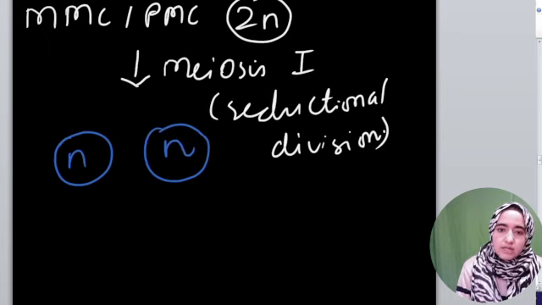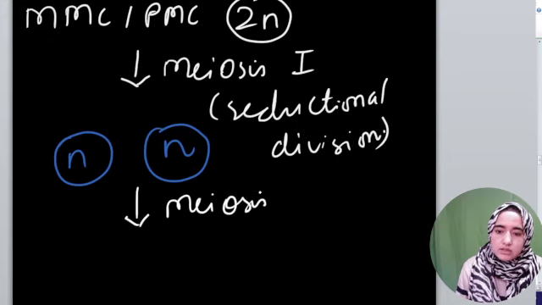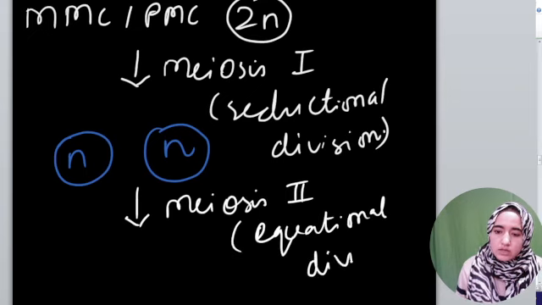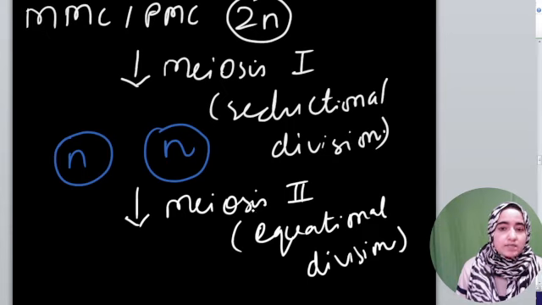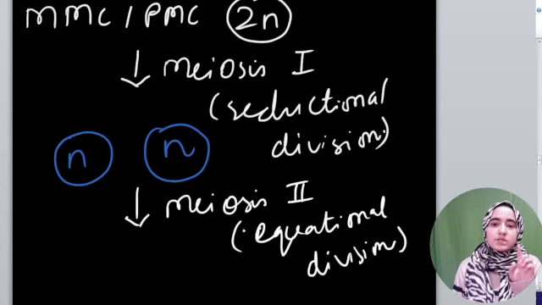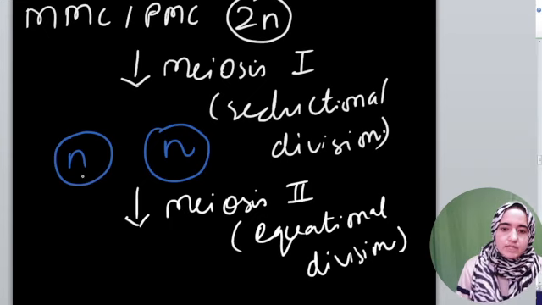Okay. Then what would happen? It will undergo meiosis 2. And meiosis 2 is equational division, just like mitosis. I'm saying just like mitosis, not exactly mitosis, but it's meiosis because every meiosis has two parts, meiosis 1 and meiosis 2. See what would happen. In meiosis 2, it undergoes equational division.